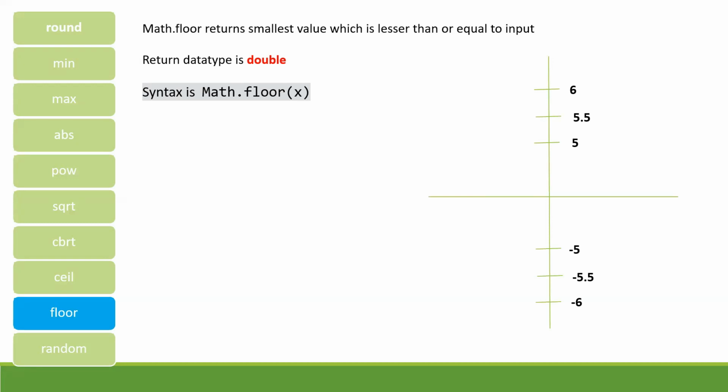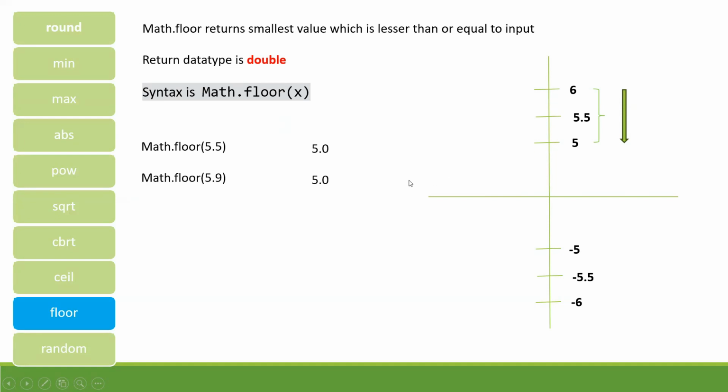Back to our number line, a set of positive numbers and a set of negative numbers. For the positive numbers, we have to look down. Whatever the number is in this range, we will look down. So if we say math.floor 5.5, looking down, the whole number that we find is 5. Return data type double, so the answer will be 5.0. Math.floor 5.9, up to here, you have to look down.